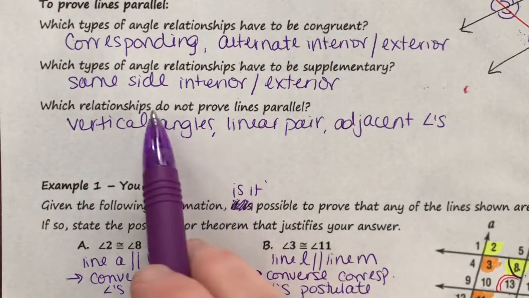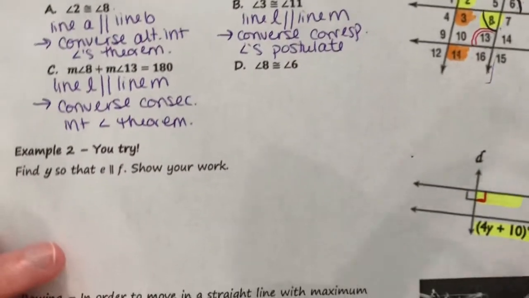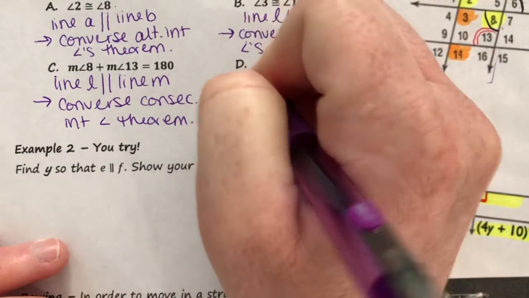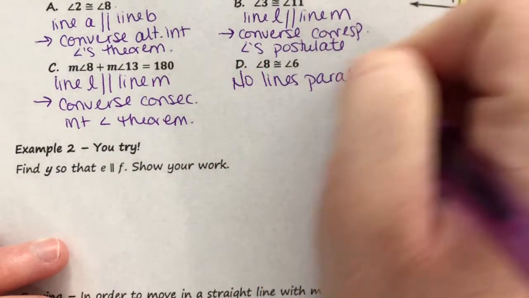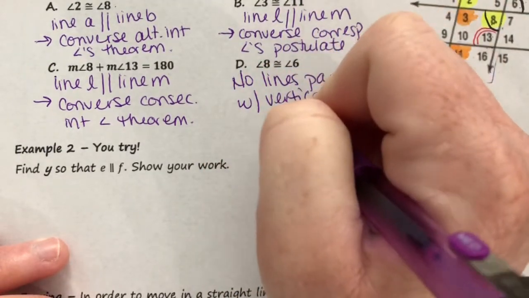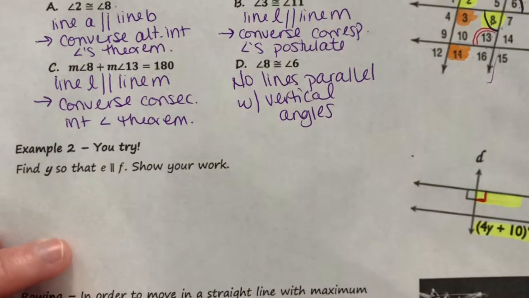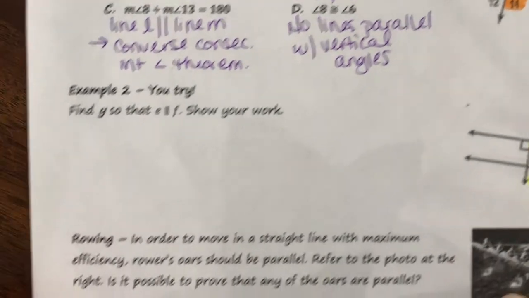Vertical angles do not prove lines are parallel. Sorry, vertical angles. So no lines parallel with vertical angles. It's still important that they're vertical, but that doesn't help us prove anything's parallel.